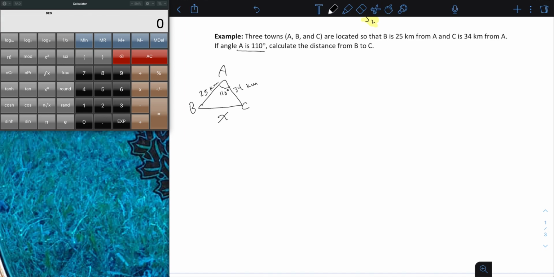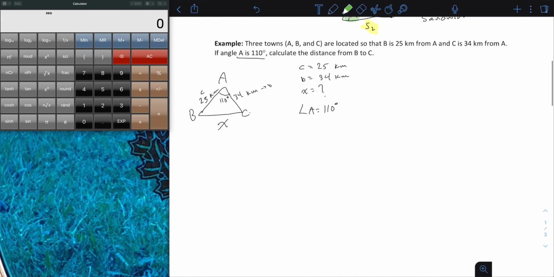Now you have your picture. Remember, if this is big C here, then this is little c, and this is little b, and we'll leave a as x, just so we know what we're solving for. So little c is equal to 25 kilometers, little b is equal to 34 kilometers, and then I want to know what x is. But I also know what angle A is. It's 110 degrees. So I know, because I've explained it to you, that this looks like a cos law sandwich, where I have the side lengths containing an angle in the middle. So I know I'm going to use cosine law in this question, right?